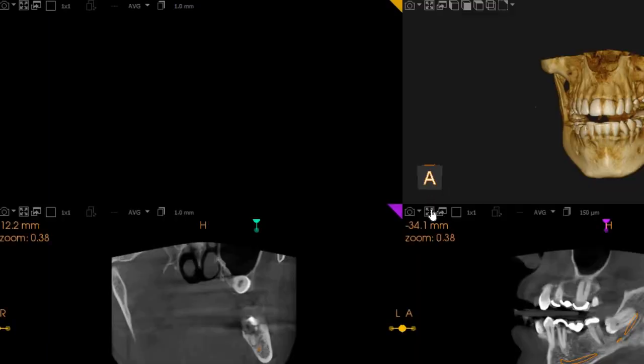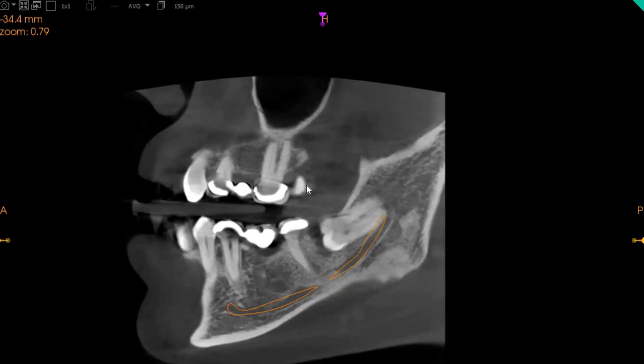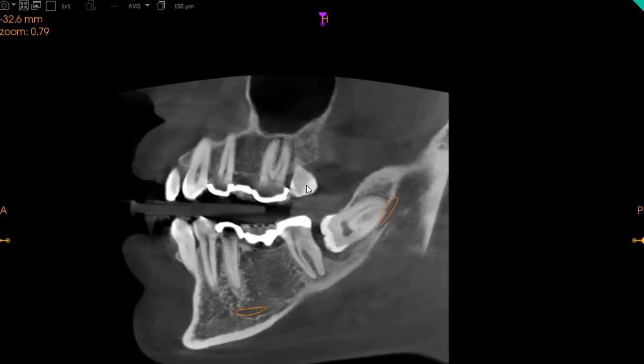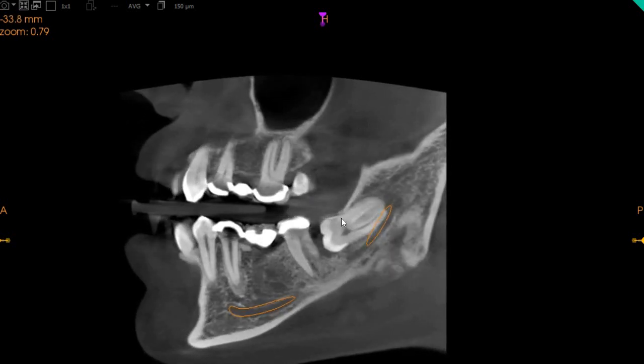We're going to show you quickly the sagittal view, which is basically the side to side view. So this is the sagittal view of the left side. Here you can see the inferior alveolar nerve is being compressed by the wisdom tooth quite clearly, and you can also see how much bone coverage in the ramus of the wisdom tooth is actually present.